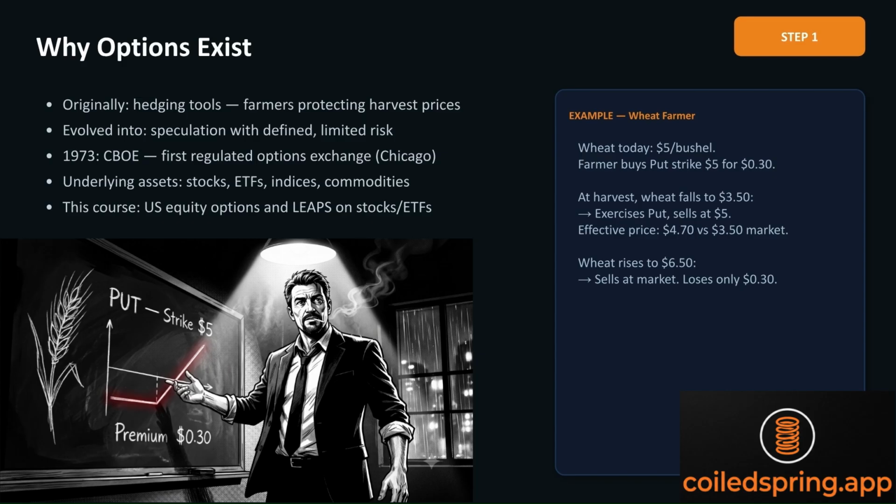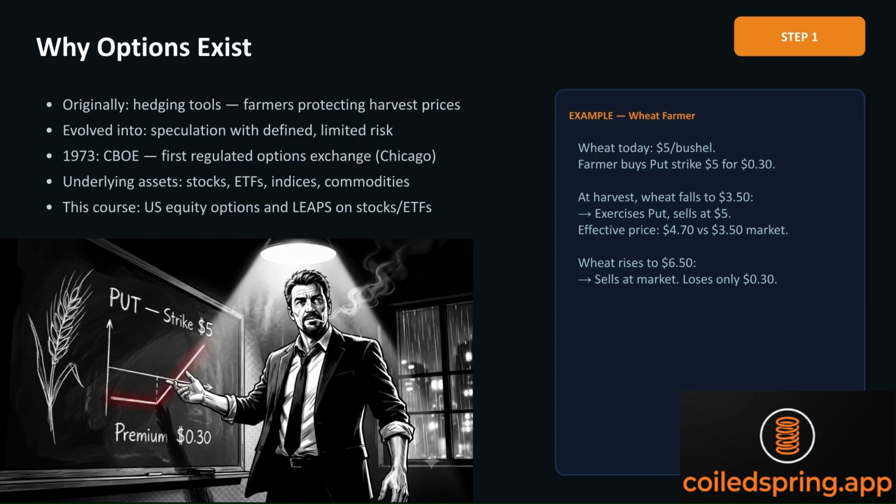Over decades, this instrument evolved. Wall Street recognized that the same structure, limited risk, asymmetric reward, was extraordinarily powerful for directional speculation as well. In 1973, the Chicago Board Options Exchange, the CBOE, opened as the first regulated options exchange in the world. For the first time, options on stocks were standardized and publicly traded. That changed everything. Today, options exist on virtually every major financial instrument: individual stocks, ETFs, broad indices like the S&P 500, commodities, even interest rates. In this course, we focus specifically on U.S. equity options and LEAPs, long-dated options on stocks and ETFs.